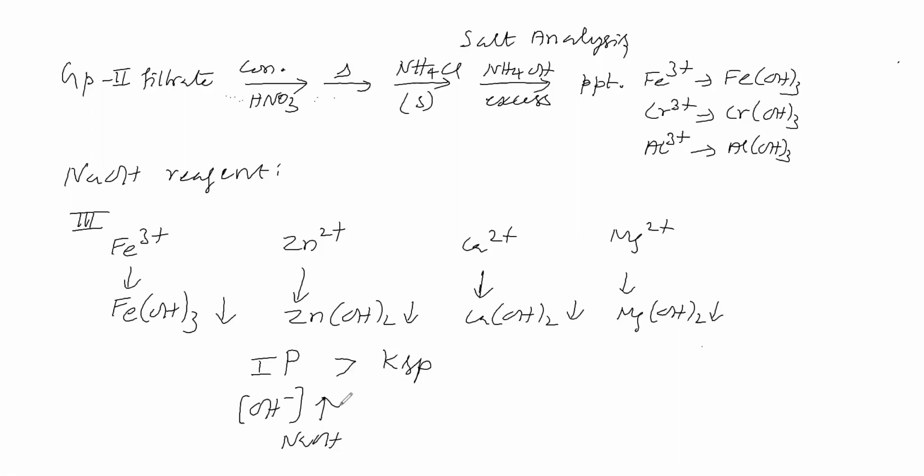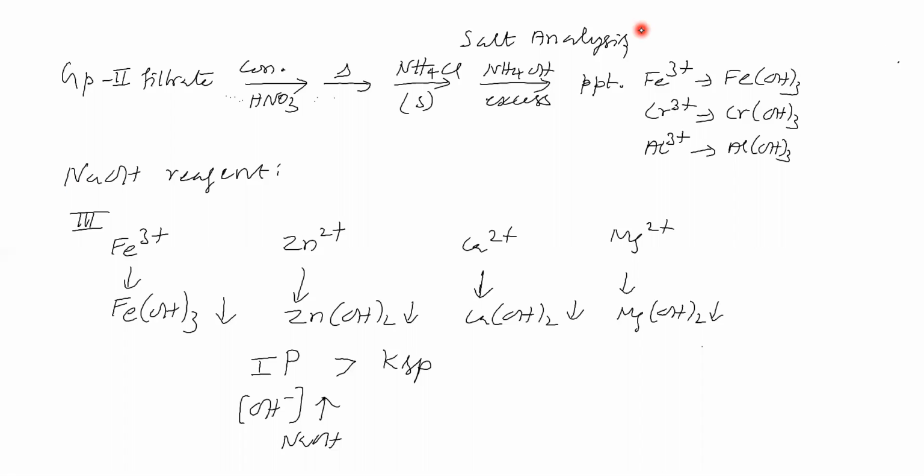In order to avoid this, here only group 3 cations should precipitate. Group 4, group 5, group 6 should not precipitate. So we are not taking a strong base; we are taking a weak base, ammonium hydroxide. Here we have taken a weak base but not a strong base.